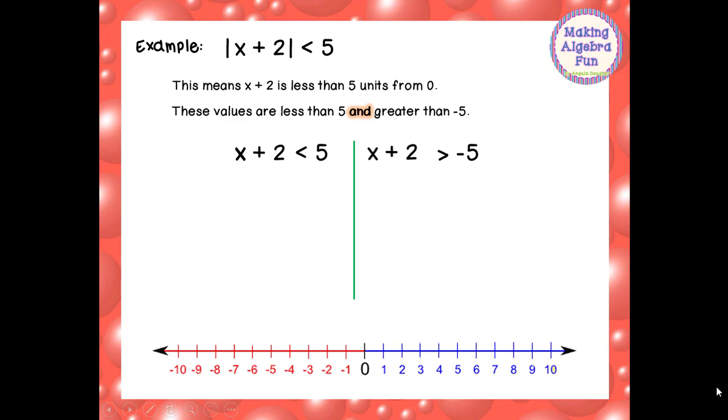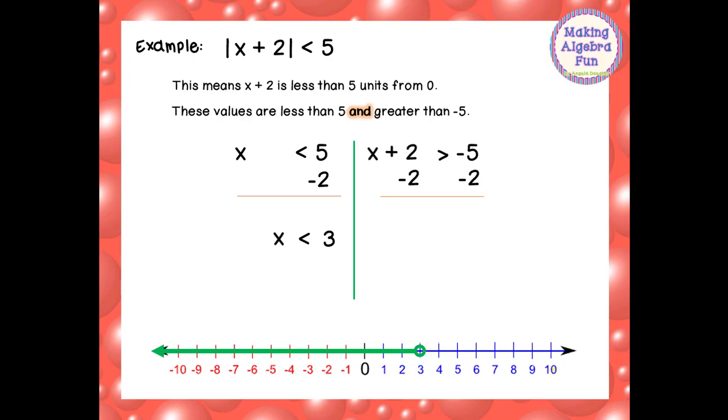Now we're going to solve each one of these. So starting with the first one, using inverse operations, I subtract my 2, and I just do the math. x is less than 3. So by itself, that would look like this: open circle at 3, everything to the left. But we do have another condition we have to consider.